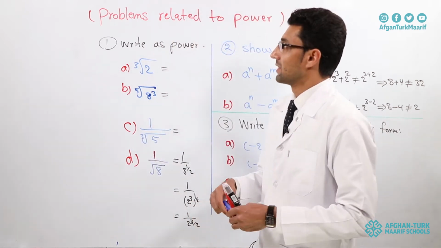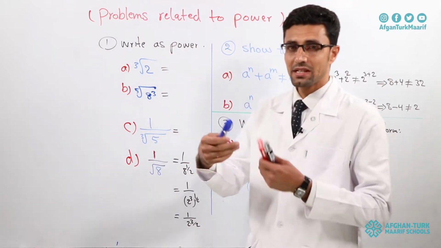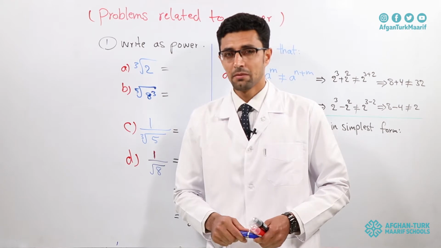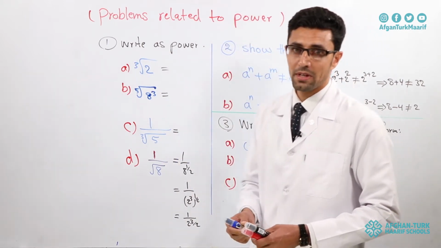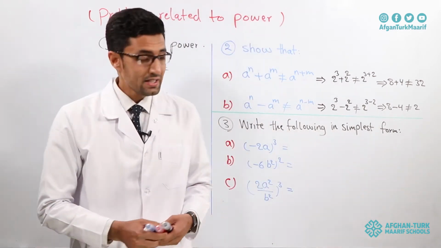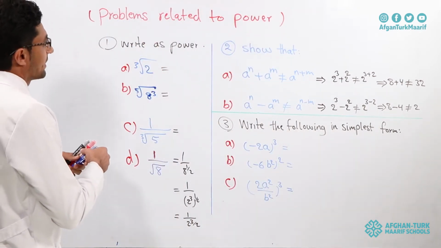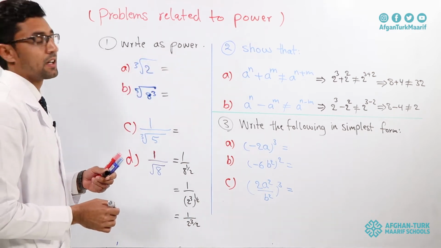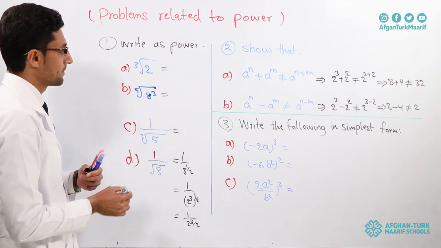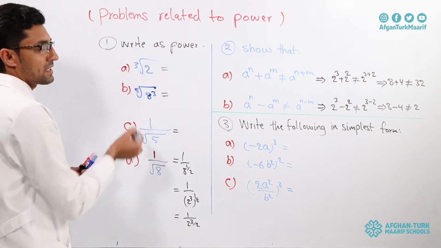Okay, today we are going to study problems related to power. We studied power in the previous lesson, and we are going to study some problems today. At first, it is written: write as power. There is a question or problem, write as power. You see that it is a root. The degree of this root is 3.